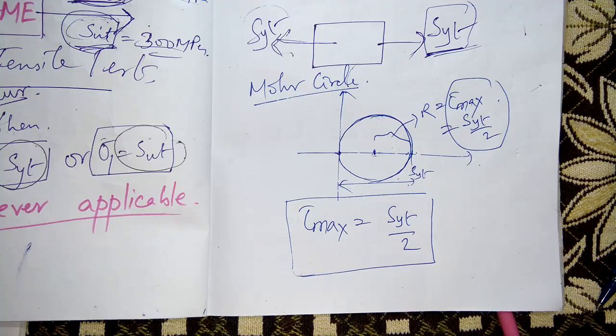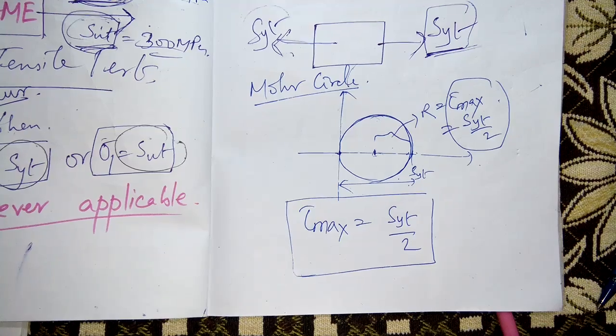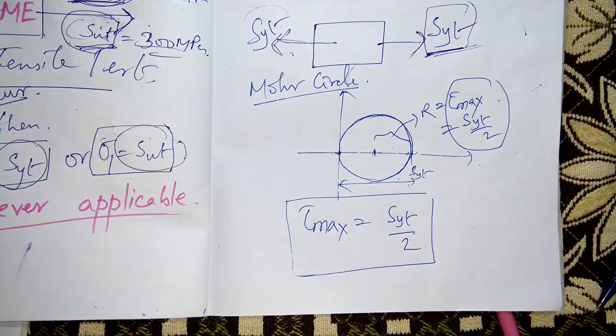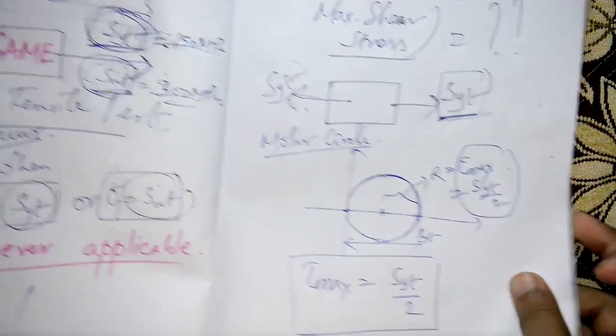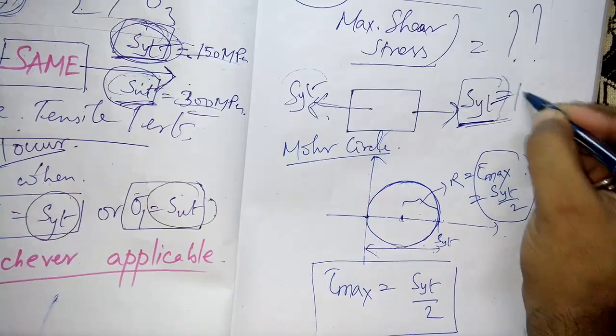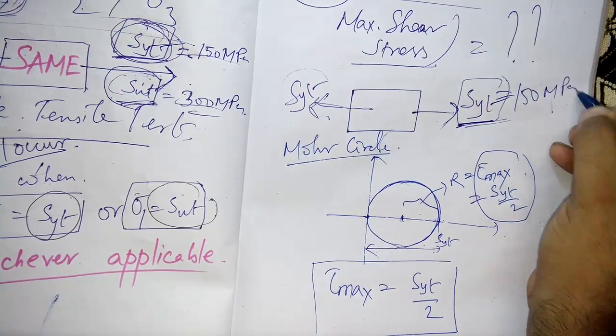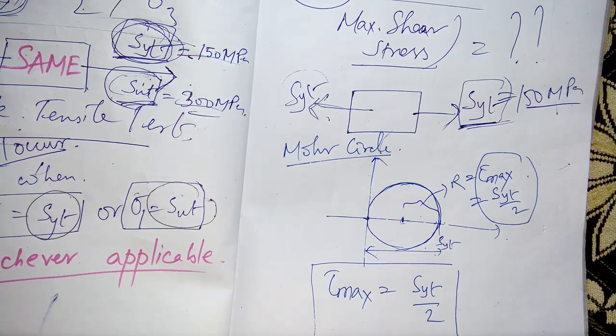Tau max is what? SYT by 2. That means what? Shear is taking place at half of the yield strength in tensile. Suppose I am giving you an example, don't worry. SYT was 150 megapascal. That means yield strength in tension was 150 megapascal.